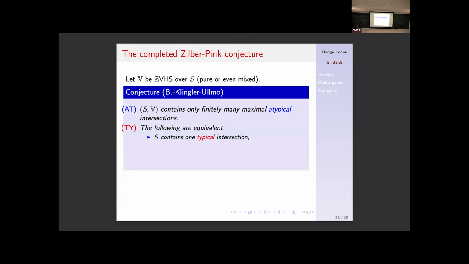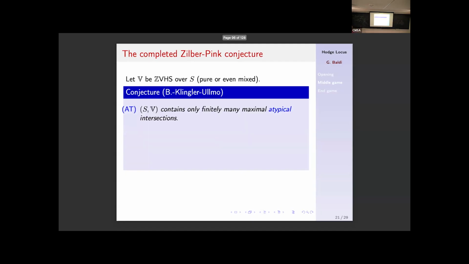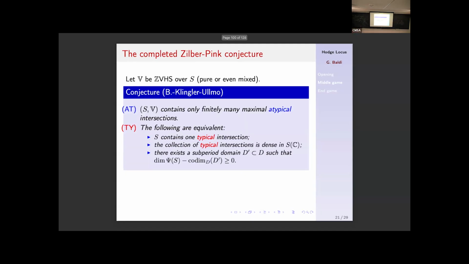So the following should be equivalent. S contains one typical intersection, if and only if the collection of typical intersections is dense in the space, and if and only if you can find, just for combinatorial reasons, a typical intersection. To have a typical intersection, you need at least a subperiod domain D' in D such that the dimension of Ψ of S minus the codimension of D' in D is bigger than or equal to 0. If you were in the previous picture and there were no lines, every intersection would be atypical. So you need a subperiod domain of dimension 1 to find a typical intersection in this setting. Otherwise, there's simply no way. And those should be equivalent.